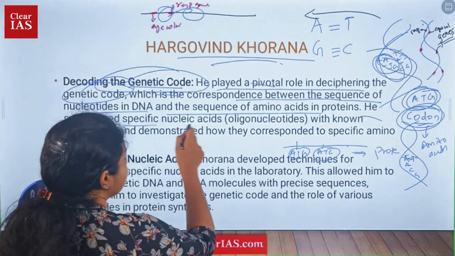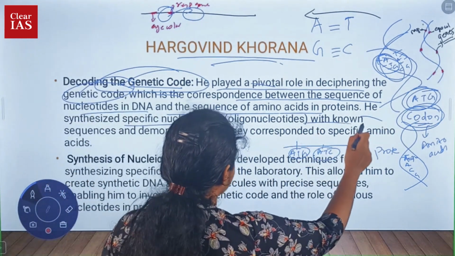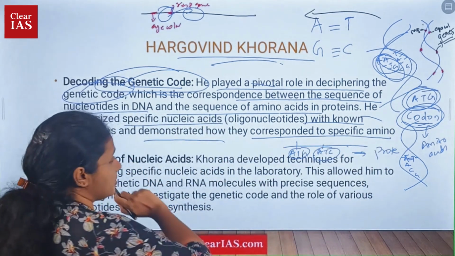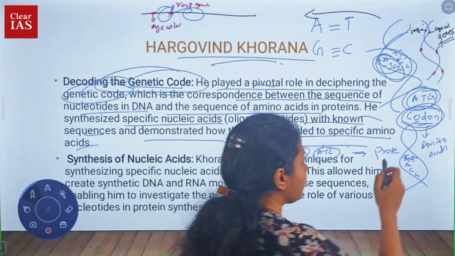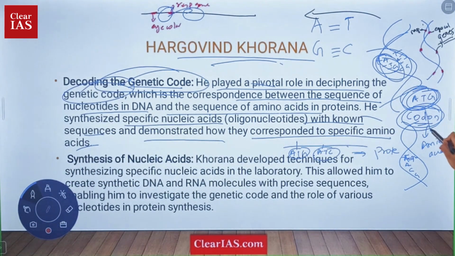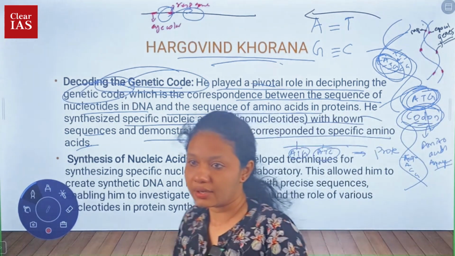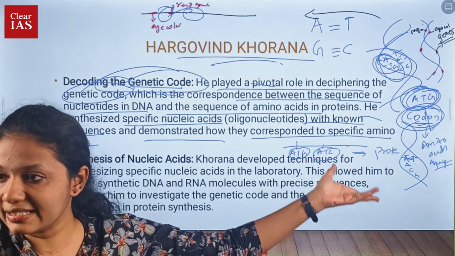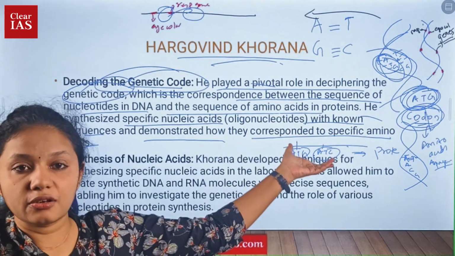He synthesized specific nucleic acids with known sequences and demonstrated how they correspond to specific amino acids. Similar thing: ATG codes for one amino acid, for example asparagine. Asparagine is an amino acid. It's not that ATG actually codes for asparagine; this is just an example. So ATG codes for asparagine.